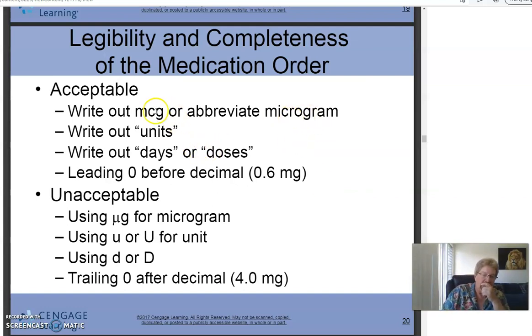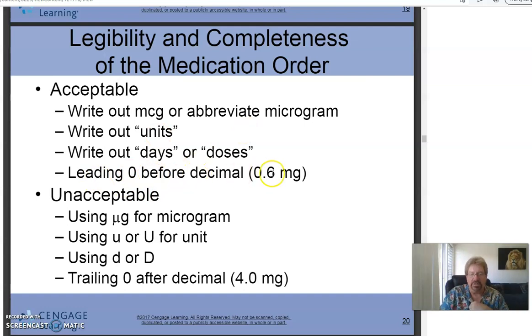Okay, now this is just the way it's done. It's just rules. So it's acceptable to write out microgram or abbreviate microgram like this. You write out units, you write out days or doses. In other words, you don't put a U and try to make it an abbreviation.